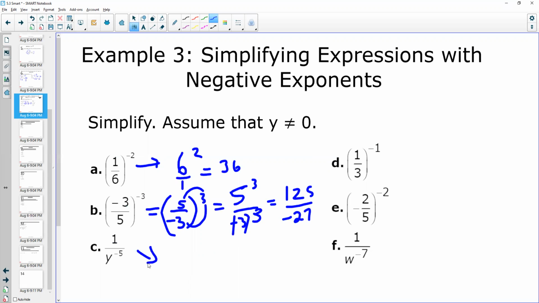Y, 1 over y to the negative 5 is just going to flip y to the negative 5 into the numerator. It's going to be y to the positive 5. All right, you see where this is going. You try the next couple, pause the video.